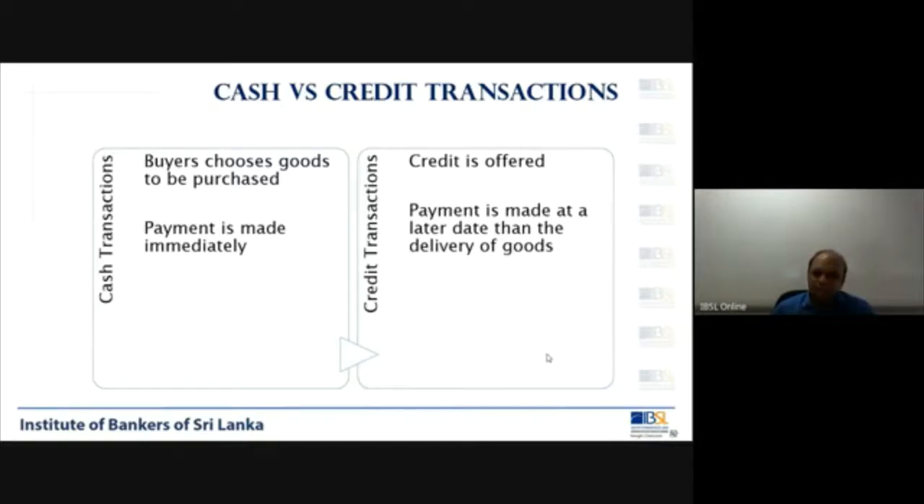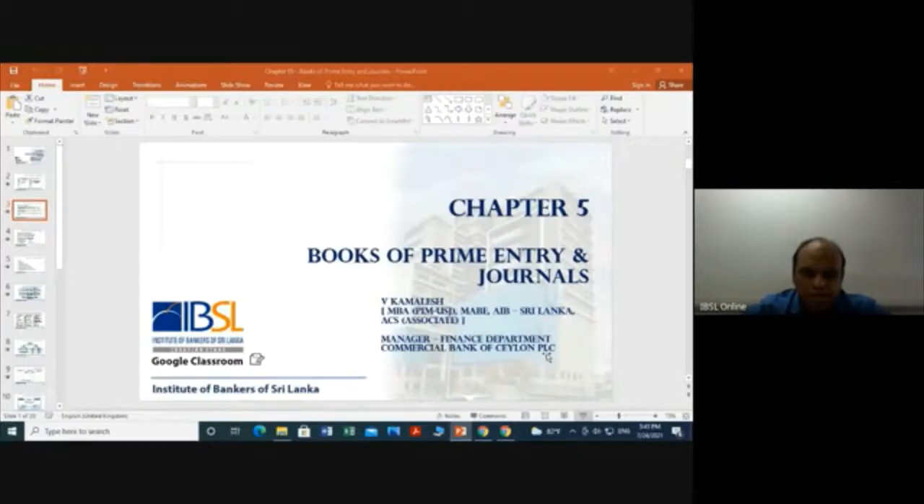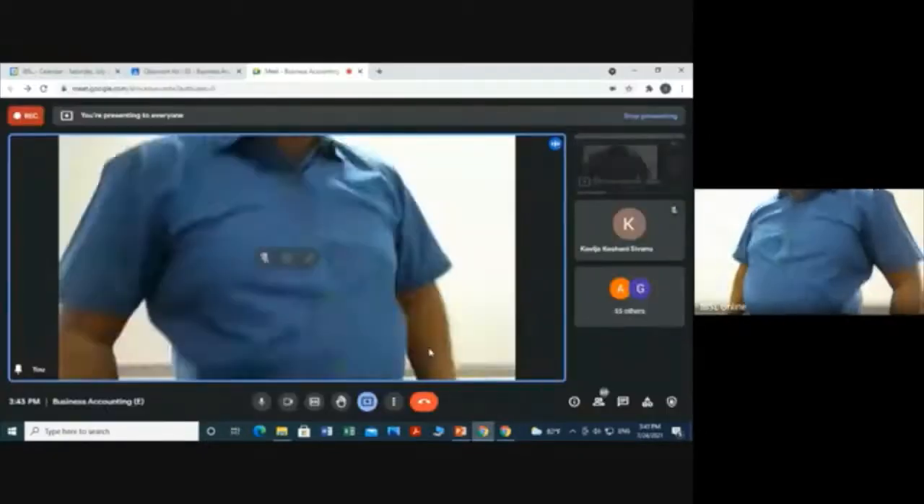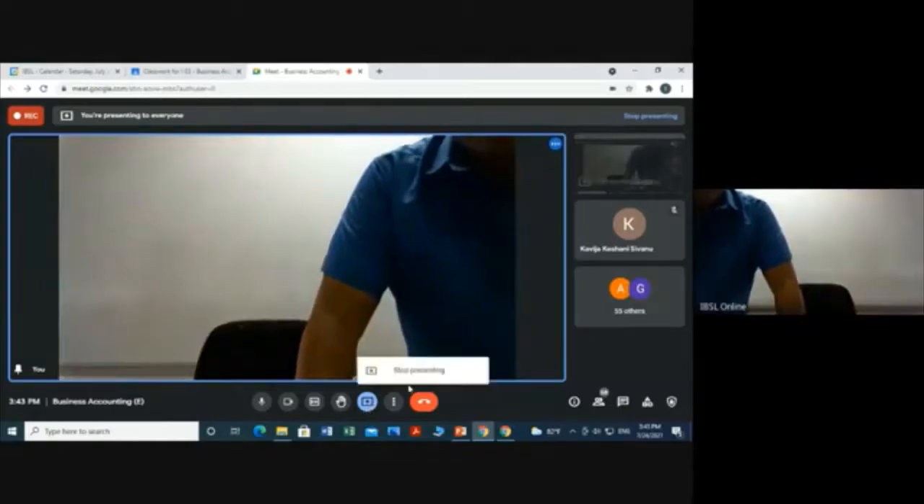But a credit transaction is where you agree to purchase today, you enter into an agreement, but you will not pay today. You will pay on a date which is later than the delivery of the goods. Okay, so that is what a credit transaction is. Now let us try to understand. I would like to explain this on the board, because this is the basic that you need to know.